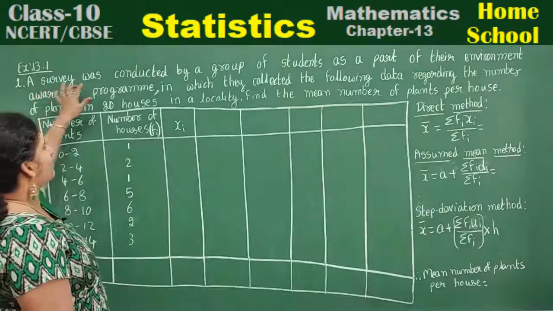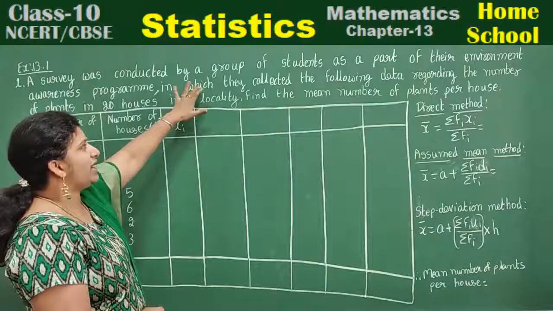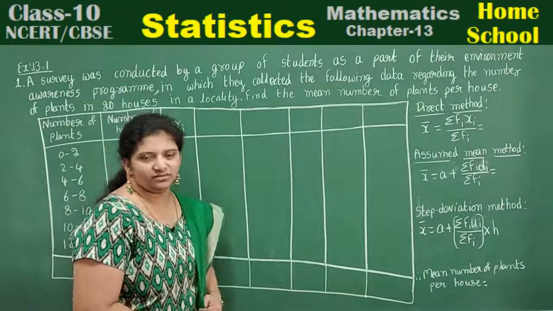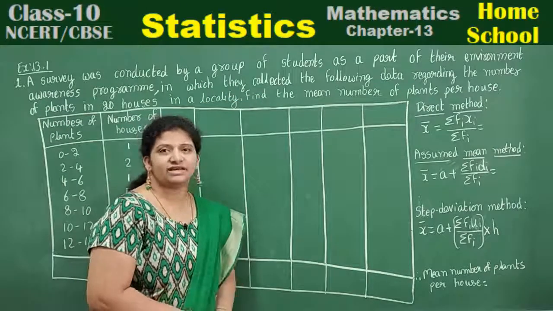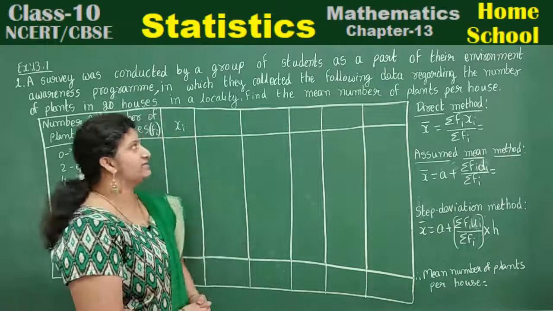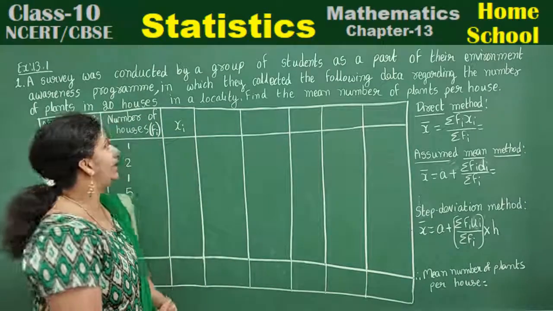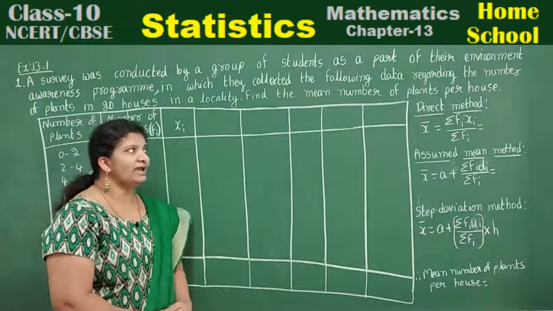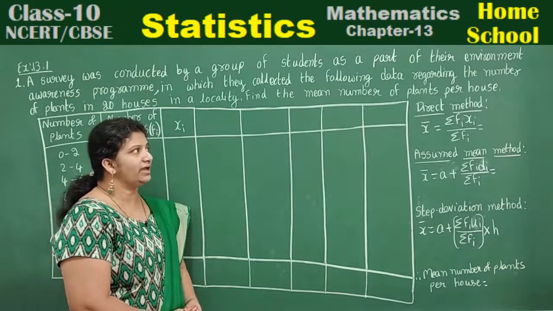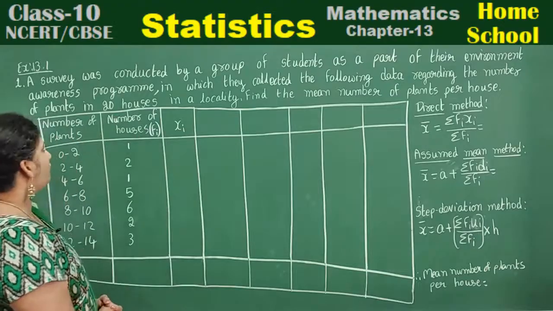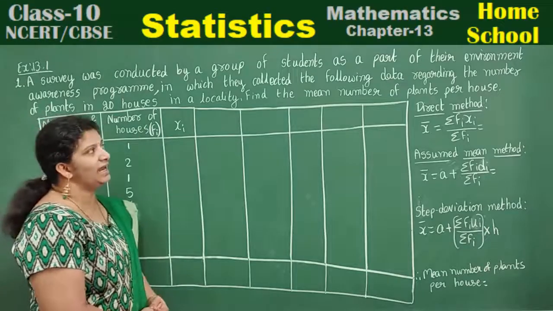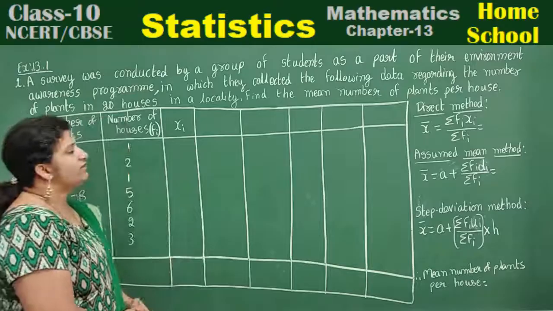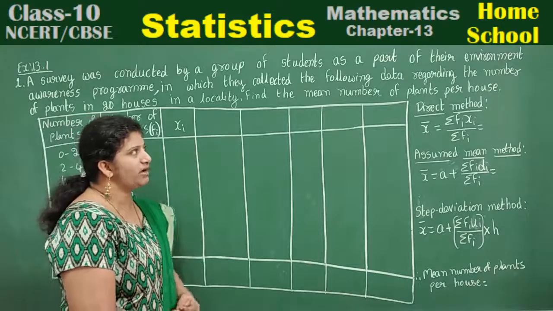A survey was conducted by a group of students as a part of their environment awareness program, in which they collected the following data regarding the number of plants in 20 houses in a locality. Find the mean number of plants per house.